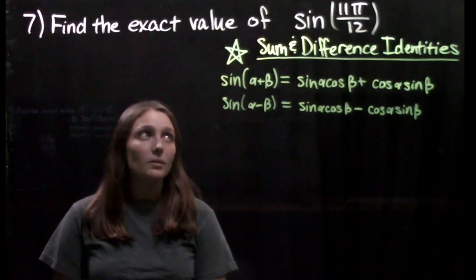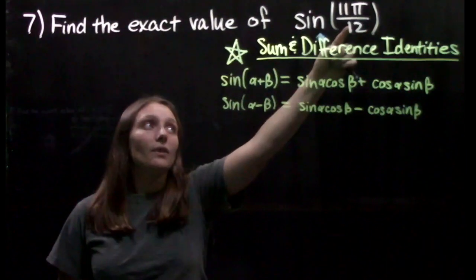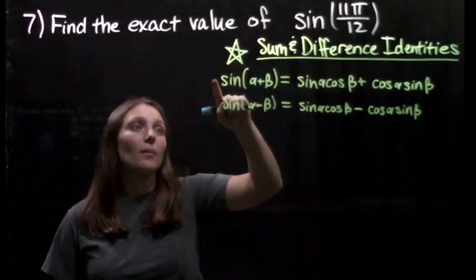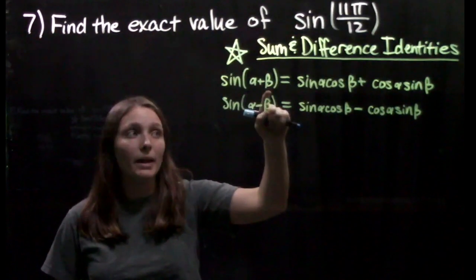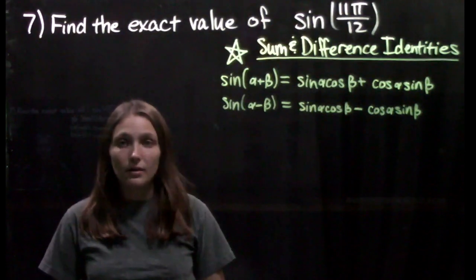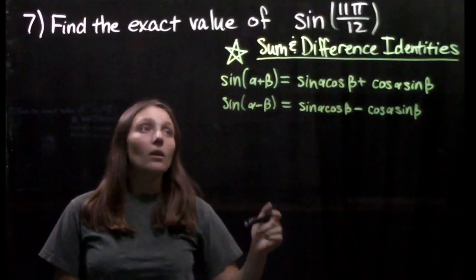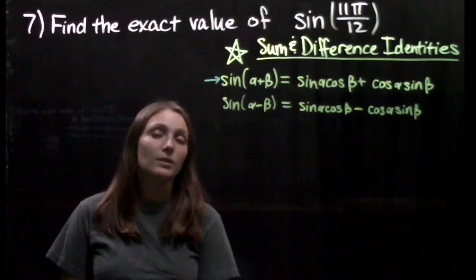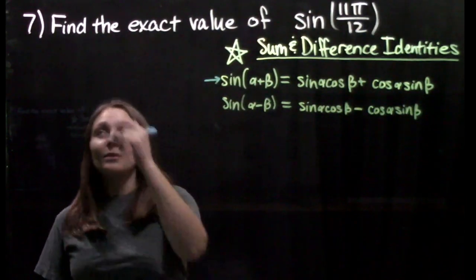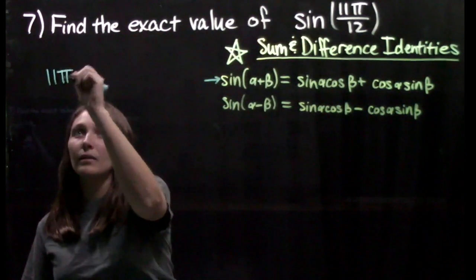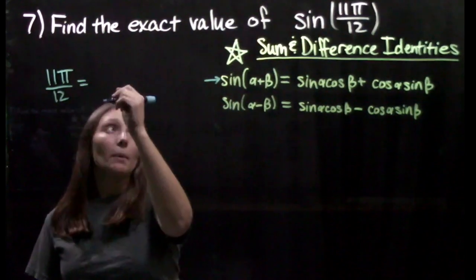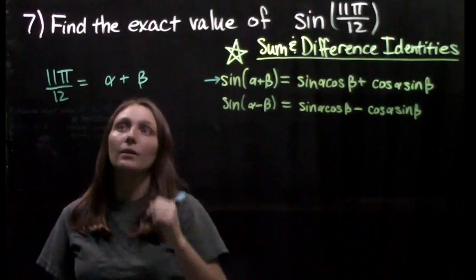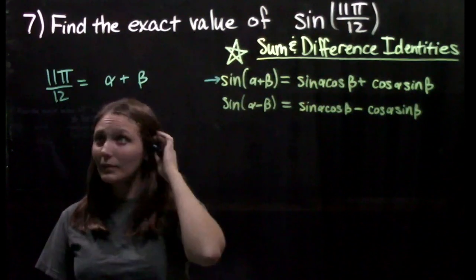So what we're going to want to do in this problem is look at our sine of 11 pi over 12, and break down this 11 pi over 12 into the sum or difference of two angles alpha and beta that we know the sine and cosine of from our unit circle. So we're going to go ahead and use the sine of alpha plus beta because it's going to be a little bit easier than the difference. So we have 11 pi over 12, and what we want to do is find two different angles, alpha and beta, that add up to it. So what will that look like?